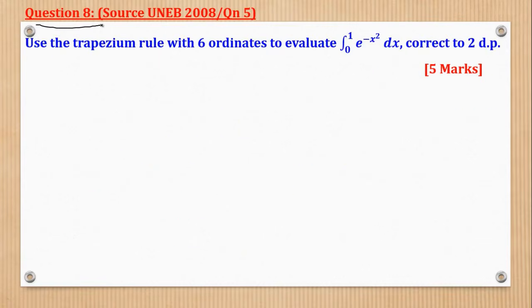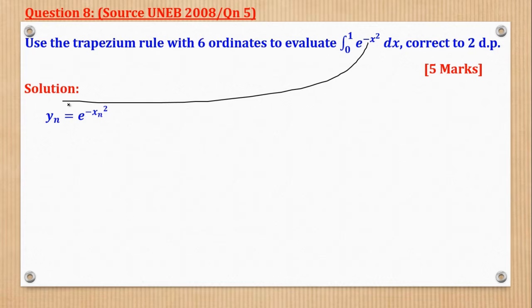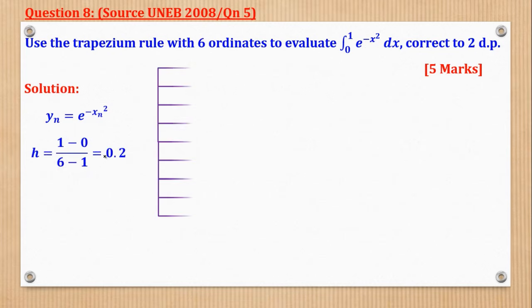Now we shall go to question 8, which came from UNEB 2008 paper 2 question 5, and says, use trapezium rule with 6 ordinates to evaluate this, correct to 2 decimal places. So the first thing to do is to get the value of y, which is a function they want you to integrate. Then the value of h is upper limit minus lower limit over number of ordinates minus 1 to come up with 0.2. Next is to tabulate.